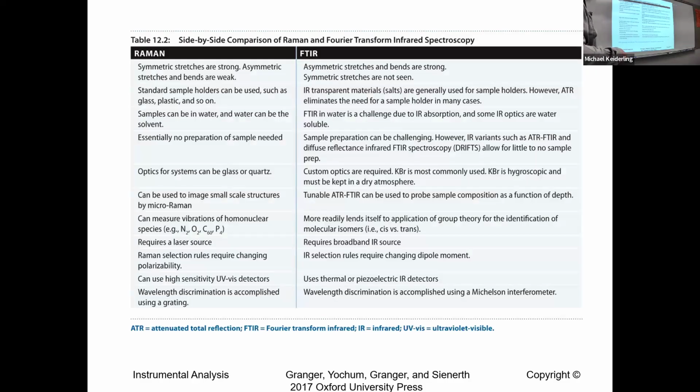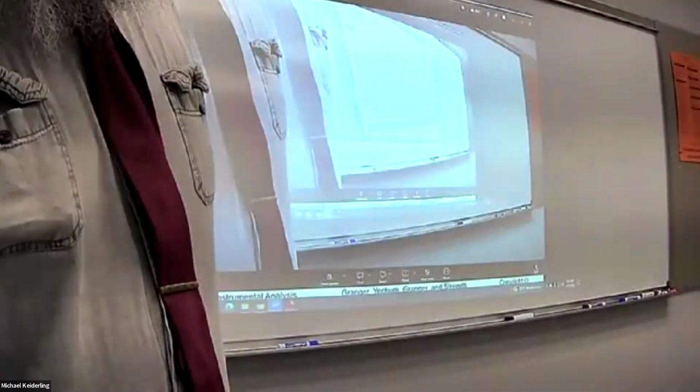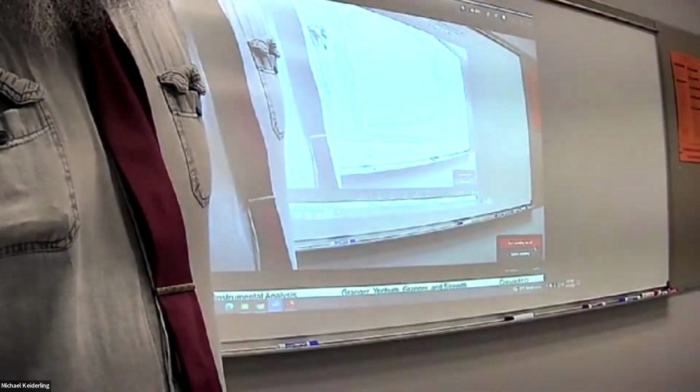And here's a side-by-side comparison. I'm not going to go through this right now. We went over it when we did it, but you can read it on your own. And that is the end of the review. Any questions? I will make sure to save this and replace the review online right now.